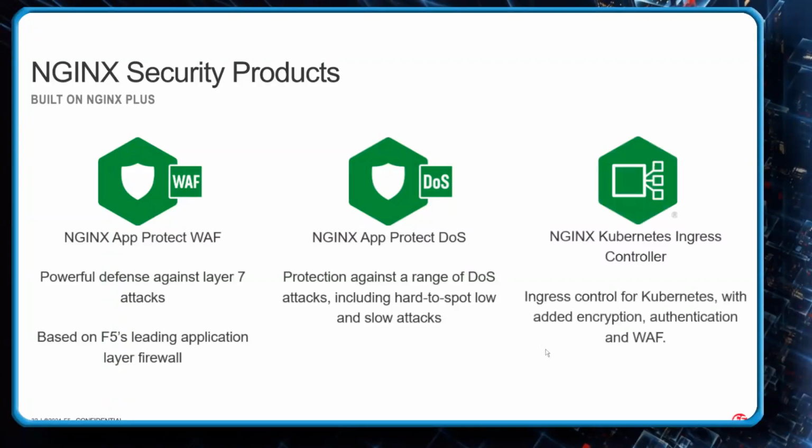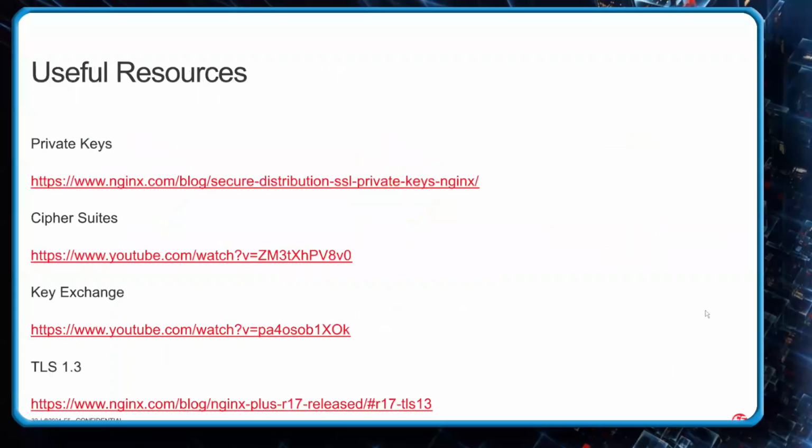We have one of the most popular ingress controllers for Kubernetes out there, and when it's based on NGINX Plus, you can add things like OpenID Connect authentication and authorization and identification, as well as include NGINX App Protect in either flavor directly into the ingress controller.